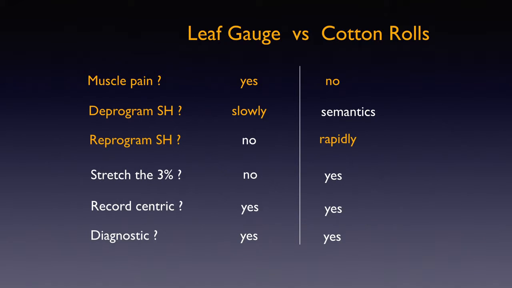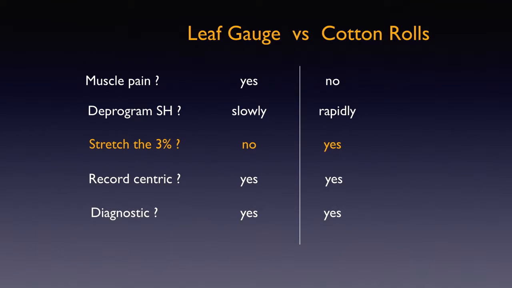We think this is because when using a leaf gauge, the superior head engram remains active. When using cotton rolls, it is erased. This is because deprogramming the superior head takes place rather slowly, whereas reprogramming it is very rapid. There is another aspect of this to consider.